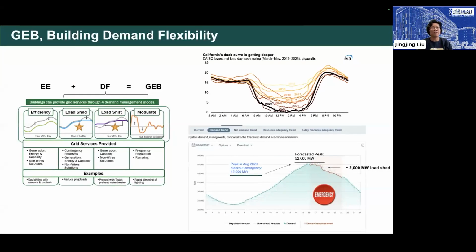As you probably have heard in Marco's overview of grid interactive efficient buildings, GEBs are essentially buildings that are not only very energy efficient, but they also use energy in a time-smart fashion. And when we talk about demand flexibility, we're primarily talking about load shed and shift in this presentation.